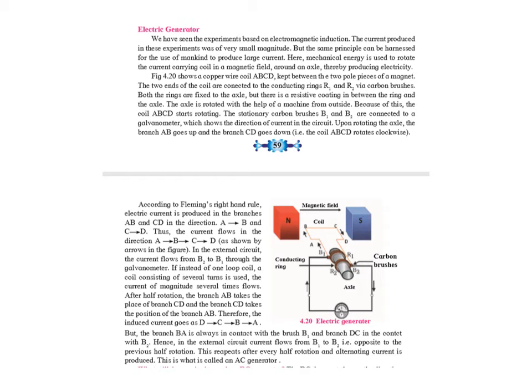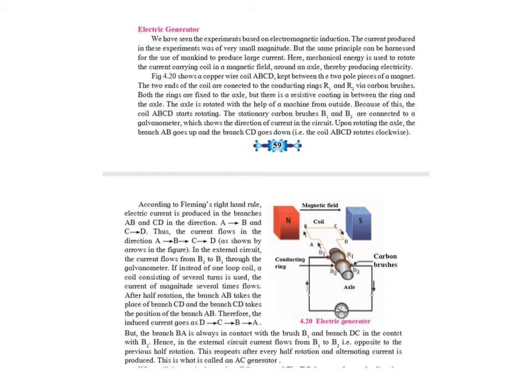If instead of one loop of coil, a coil consisting of several turns is used, a current of larger magnitude will flow. What it means is, here we have taken ABCD. Instead of taking only one wire, if we take a number of wires, then more current will be generated. After half rotation, the branch AB takes the place of branch CD and the branch CD takes the position of branch AB. That means they come up in that particular position.